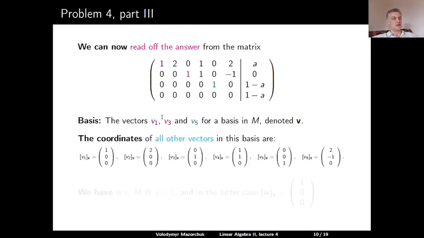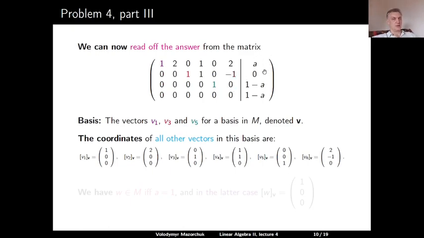So the coordinates of the vector v1 in our new basis is 1, 0, 0. The coordinates of v2 are 2, 0, 0. The coordinates of v3 are 0, 1, 0. The coordinates of v4 are 1, 1, 0. The coordinates of v5 are 0, 0, 1. And the coordinates of v6 are 2, minus 1, 0.